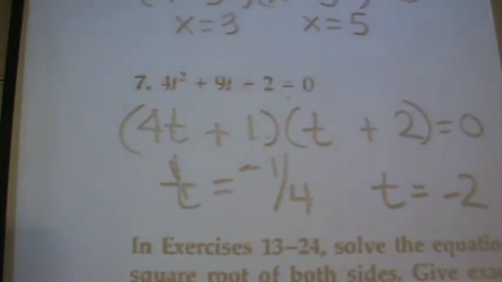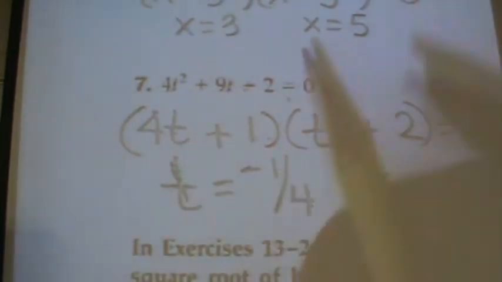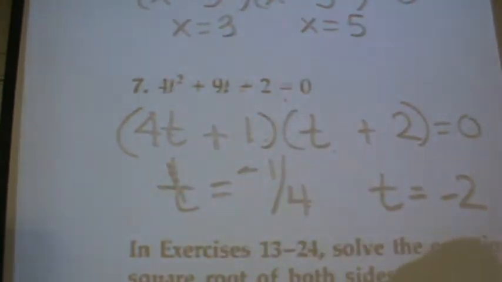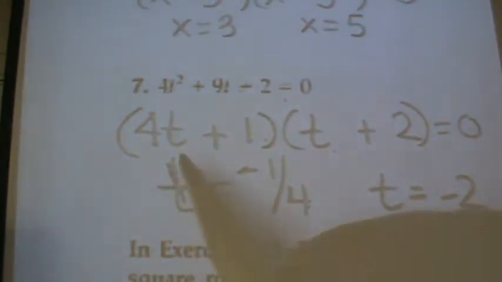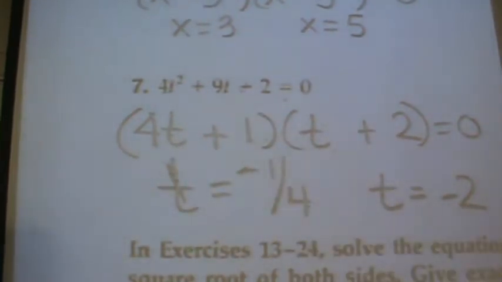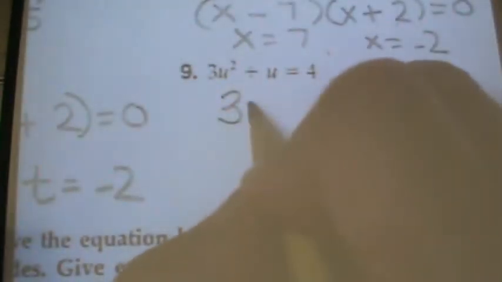Confusing, we needed the 4. What two numbers multiply to give you 4t squared? But you want to make sure that the outer and the inners multiply and add to give you 9t. Next one, what should you first do?